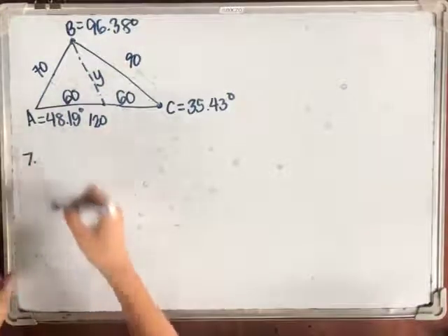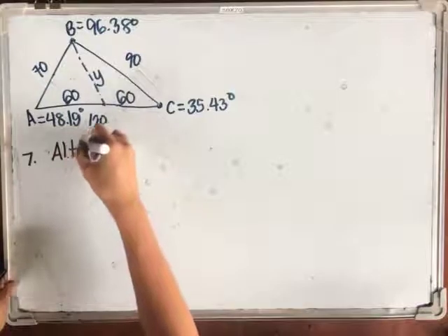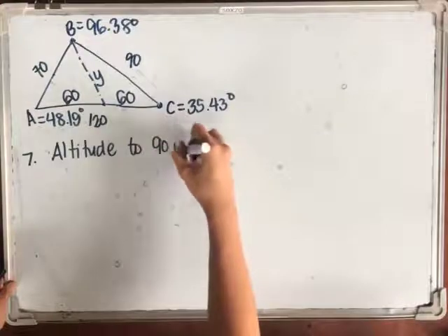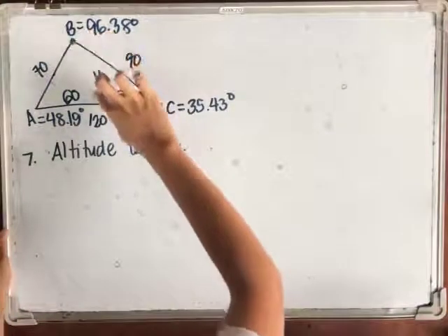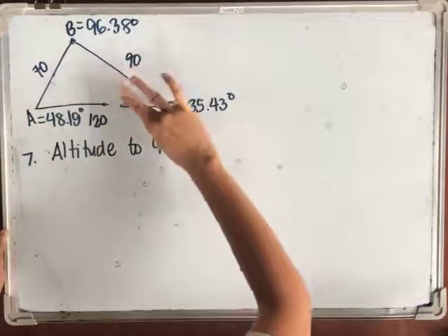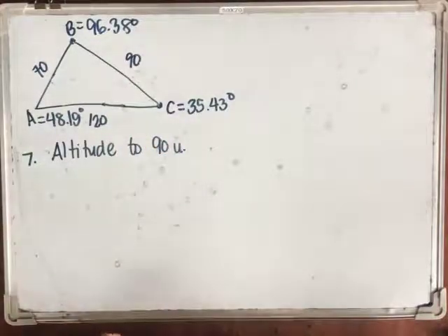Proceed to number 7. What we are asked to have here is the altitude to the side measuring 90 units. Let me erase this one again. This is for problem 6. Let's draw another line here to address problem number 7. Altitude towards the 90 units side. So, how are you going to get that?